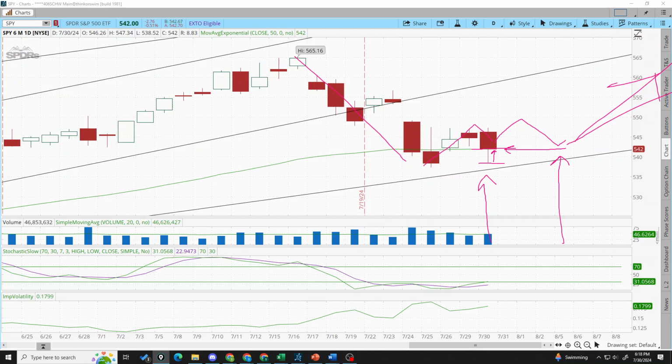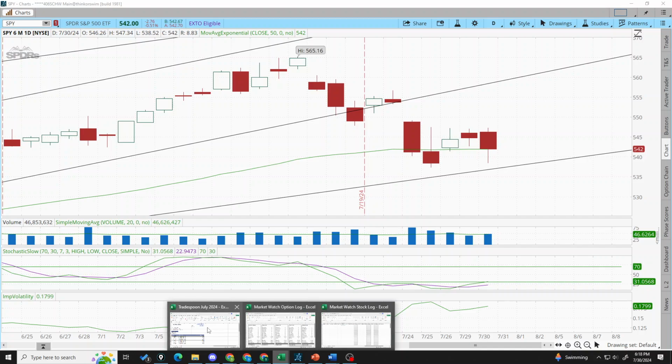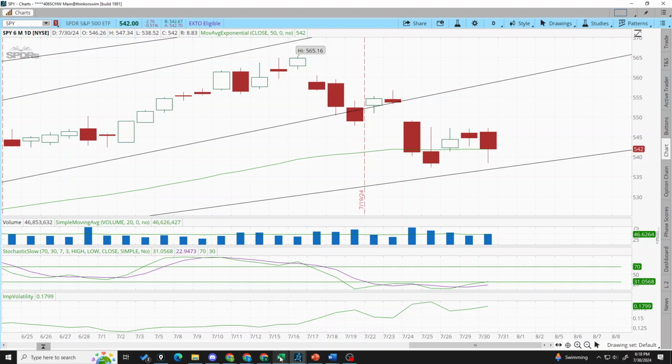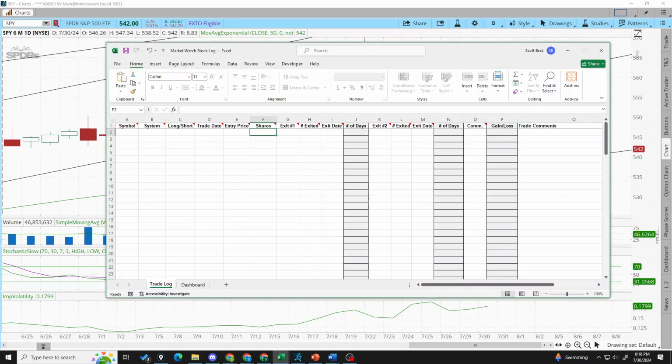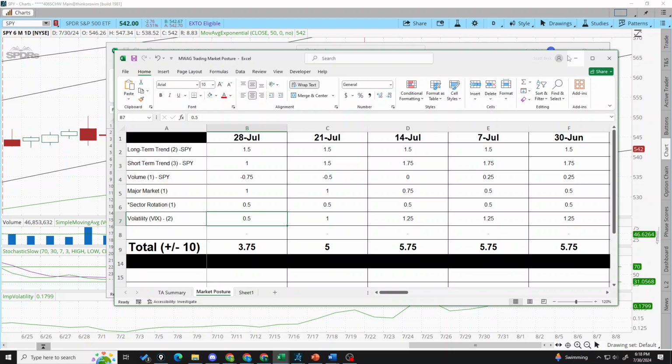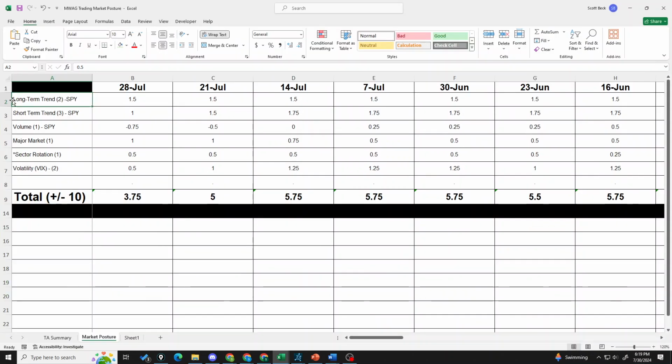Let me show you this real quickly. This will be new for some of you. This is our weekly posture. Every Sunday, what we do is we go and we analyze the market. And we score it. We have 6 different components that we score. Each one is scored individually. We don't let them bleed into each other. Objective analyses. And this scores our market for us.